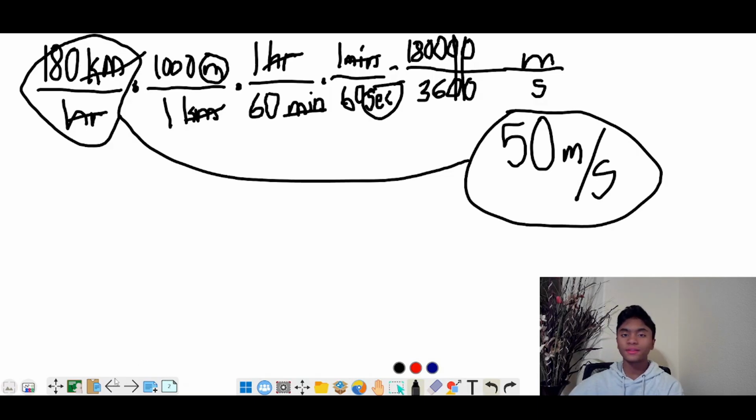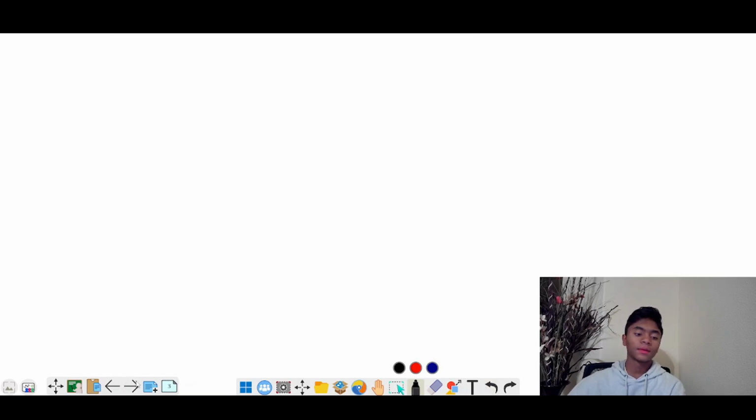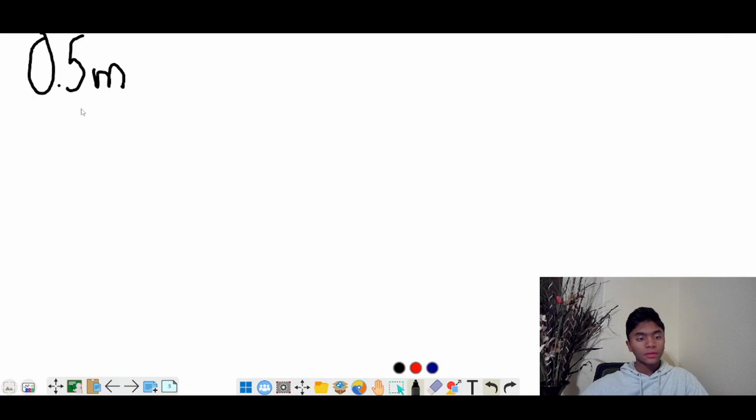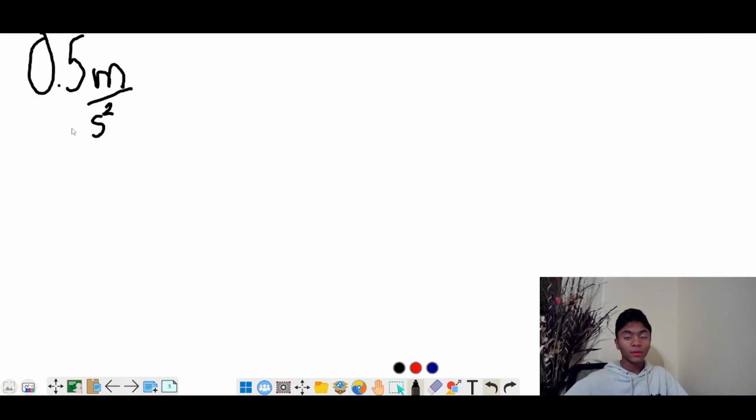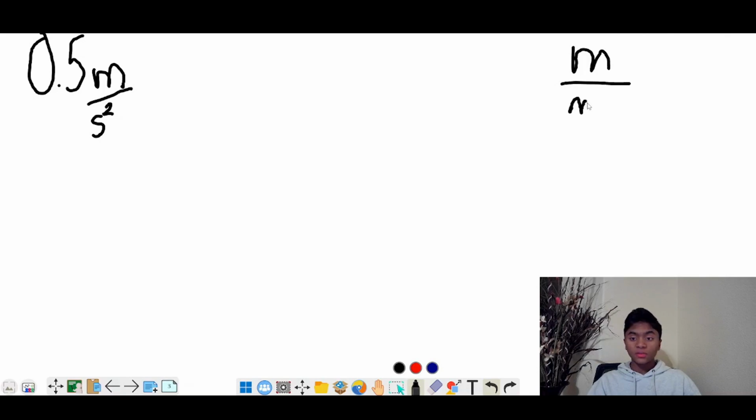So let's try with another example, and this one's going to be a little more complicated than the other ones. So let's say that you have an acceleration rate of 0.5 meters per second squared. And so first off, I know meters per second squared may seem a little confusing, but just think that the speed of whatever the object is, we don't know, is increasing by 0.5 meters per second each second. So its speed is going to be increasing by 0.5. So anyway, let's get to what we actually want. We want our answer to be in meters per minute squared.